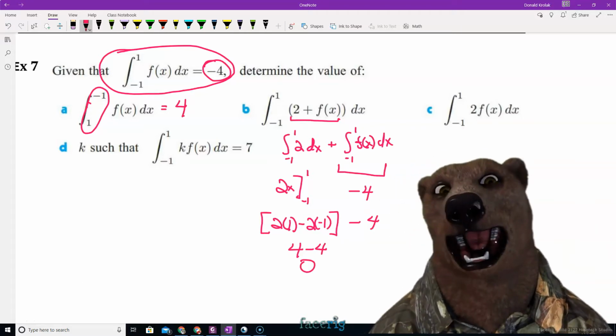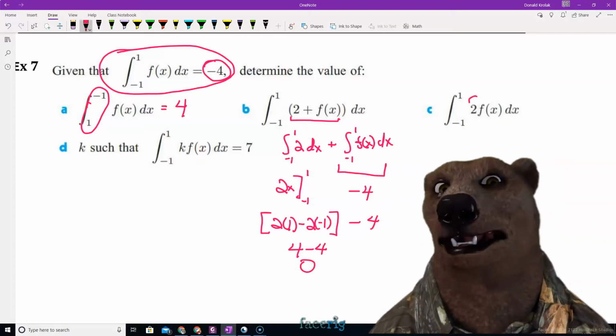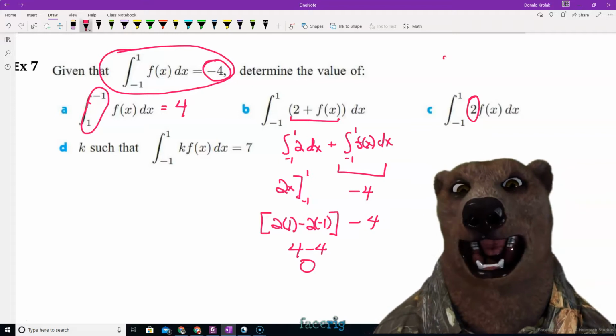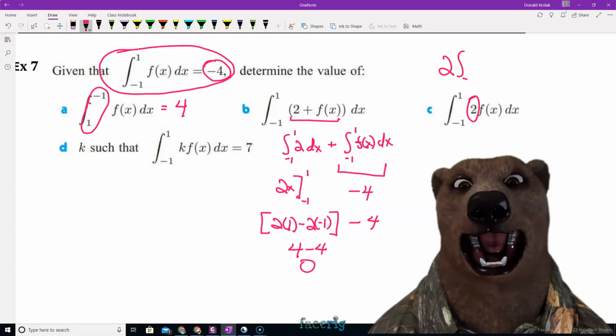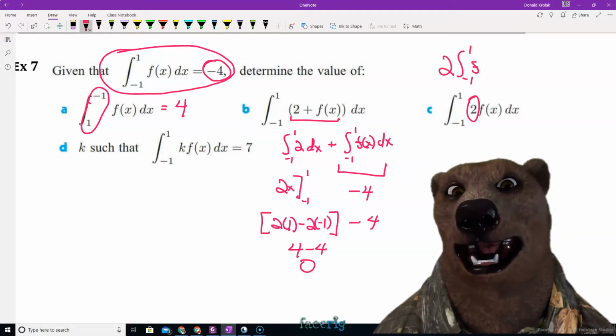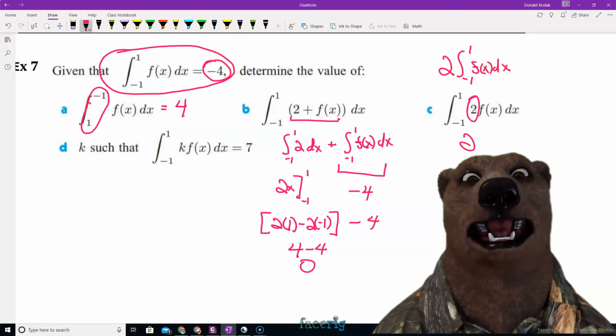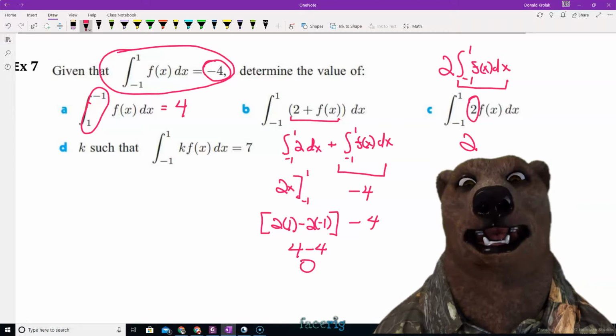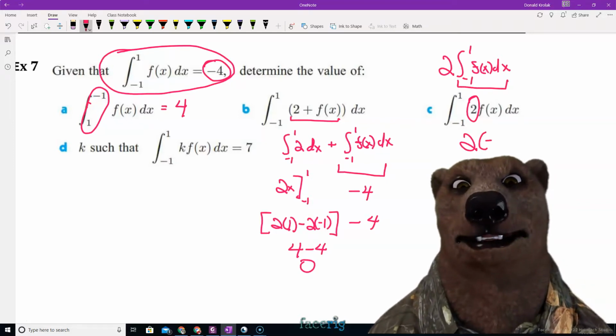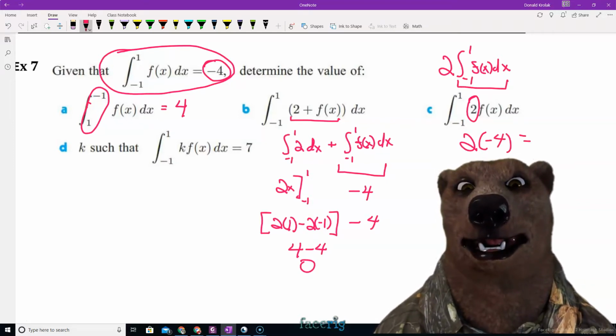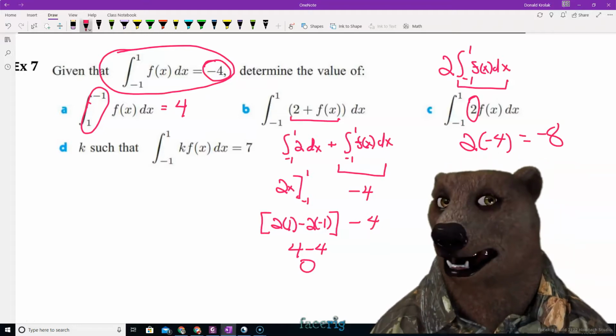All right. Here we can use our constant rule. We can pull that constant out front and then do the integral. So we know that our integral of this is equal to negative 4. So our integral is negative 8.